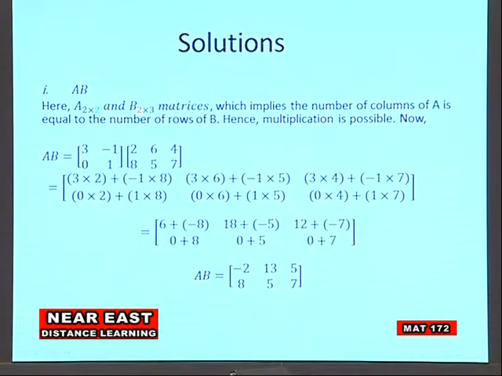Then 3 times 6 plus minus 1 times 5. Then 3 times 4 plus minus 1 times 7. Then the first row has finished its job.